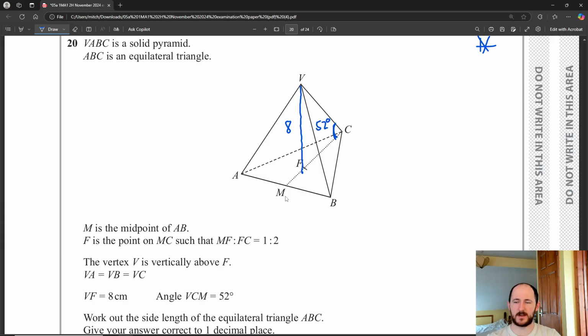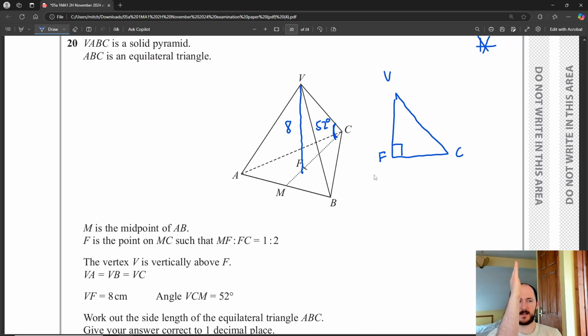Now because that's a little tricky to see, I'm actually going to draw this 2D triangle, VFC. So if I draw that, VFC, because it's vertically above, this must be a right angle triangle.